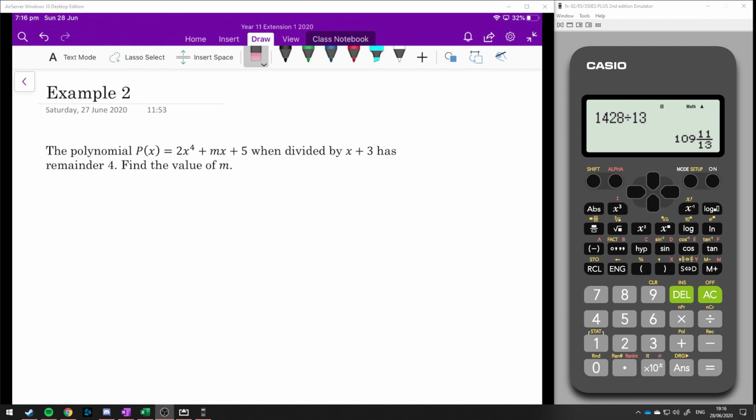Now, this second video before we look at the factor theorem is just another quick example of the remainder theorem in action. I forgot to add this in the previous video, but that's why I'm doing it now.